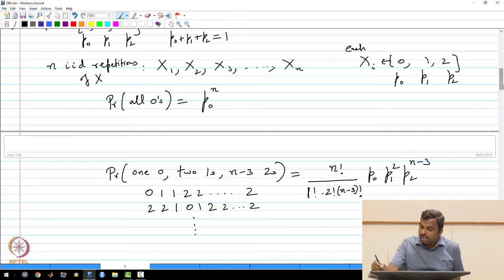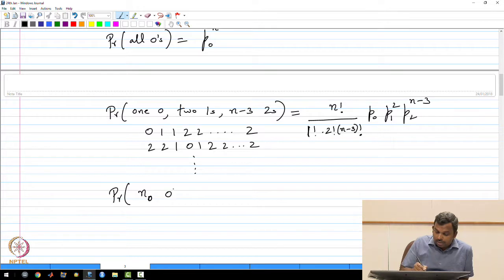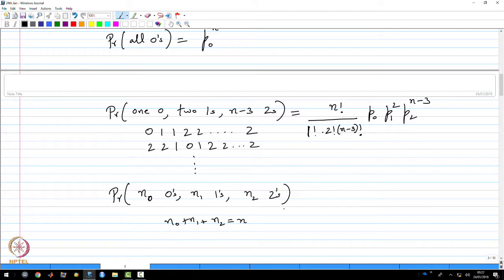So if you want me to generalize and write it out very carefully, if you have the probability of n0 zeros, n1 ones, and n2 twos, remember n0 plus n1 plus n2 will be equal to n. There are n of them; n0 of them are zeros, n1 of them are ones, n2 of them are twos. So the general formula will be n factorial over n0 factorial, n1 factorial, n2 factorial, times p0 power n0, p1 power n1, p2 power n2. So this is a generalization of the binomial formula.